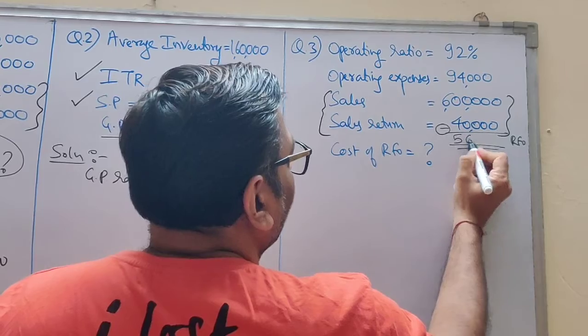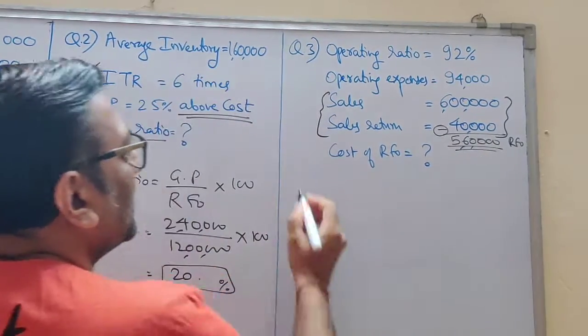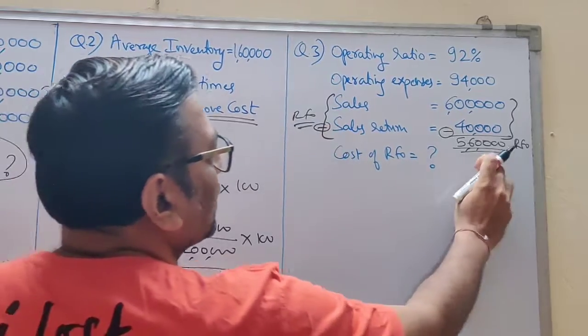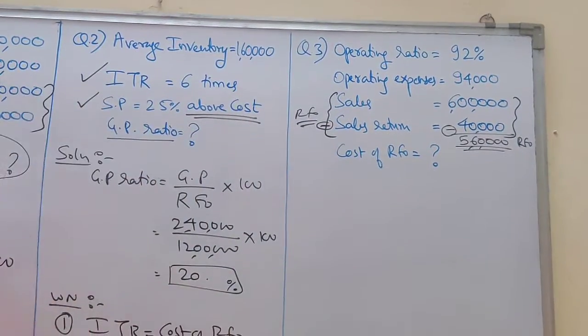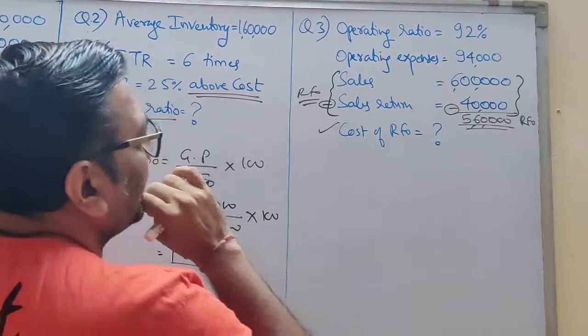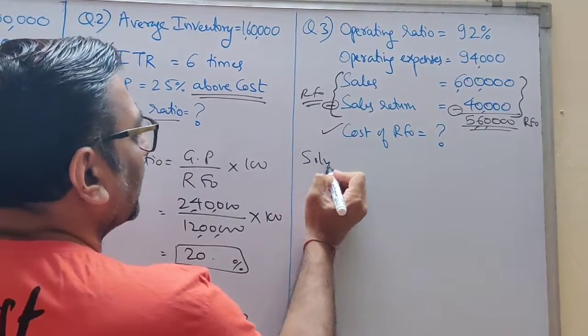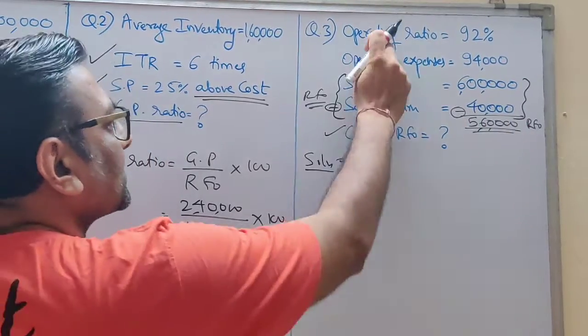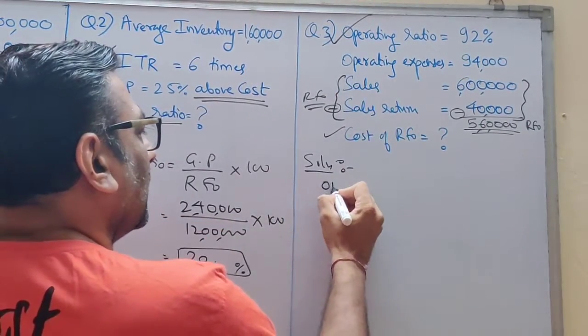So what is RFO? 5,60,000. So if you minus sales return from sales, you get RFO. So your RFO is 5,60,000. What are they asking us to find? Cost of RFO. Fine. So we know the revenue, sales we know. Let's use this formula, students.